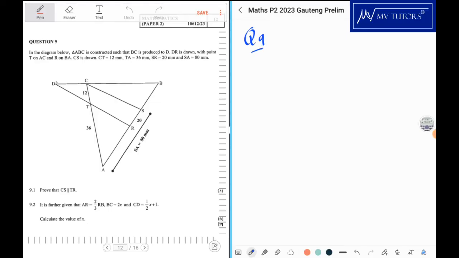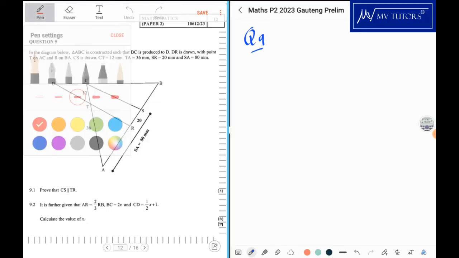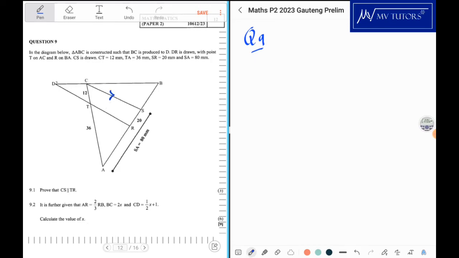So 9.1 says, prove that CS is parallel to TR. Where is CS? Let me get a blue pen. So this is CS. We need to prove that it's parallel to TR. How I'm going to attempt this, I'm going to look at triangle CTARS. It's sort of like a reverse of the proportionality theorem. Had they told you that CS is parallel to TR, and you were looking for the lengths of the sides, you would use the proportionality theorem.